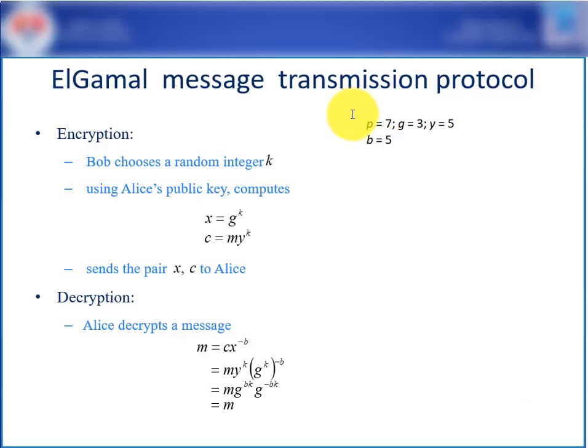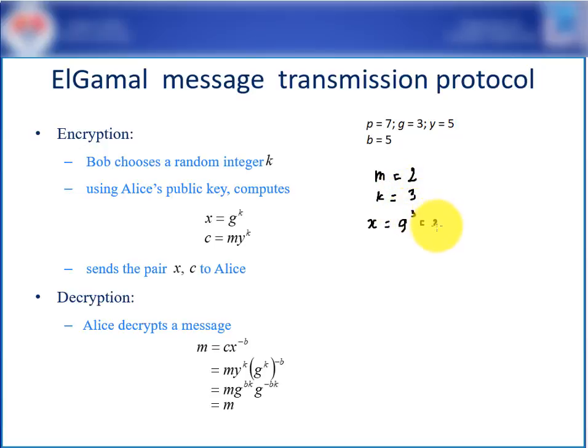So with these calculated keys, we are ready to encrypt and decrypt a message. Suppose that Bob wants to send a message to Alice. For simplicity, let this message be equal to 2. Also, he needs to choose some integer k. Let k be equal to 3. So we calculate x as a generator of the field F7 to the power of this chosen integer 3.